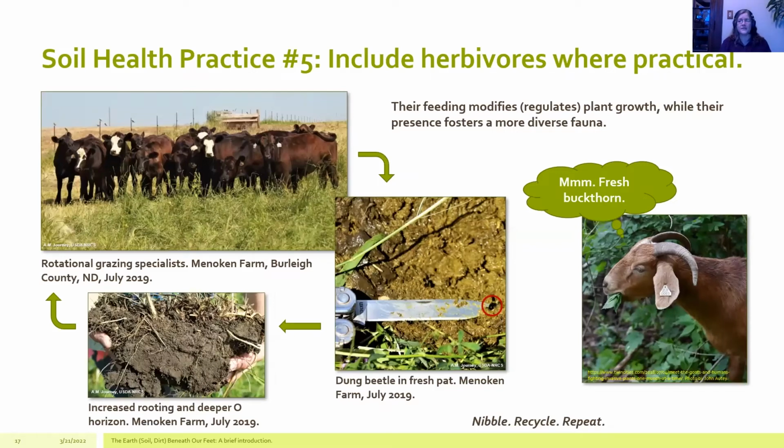Last soil health practice. This one's a little trickier when you're not on the farm because people think herbivores just mean cattle. Herbivores can be chickens, herbivores can be goats in wetlands, herbivores can be insects. Anything that eats a plant is an herbivore. So if you include herbivores where practical, you're going to increase the cycling of nutrients.